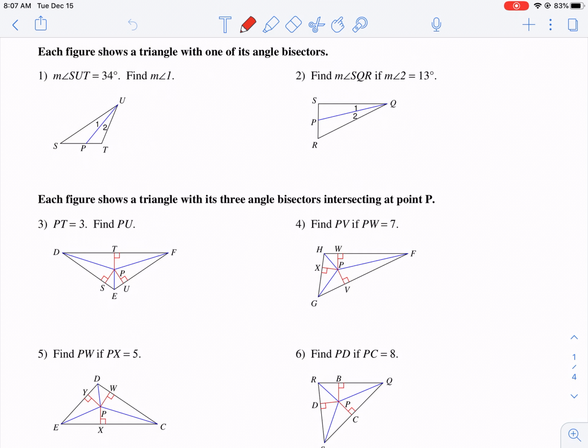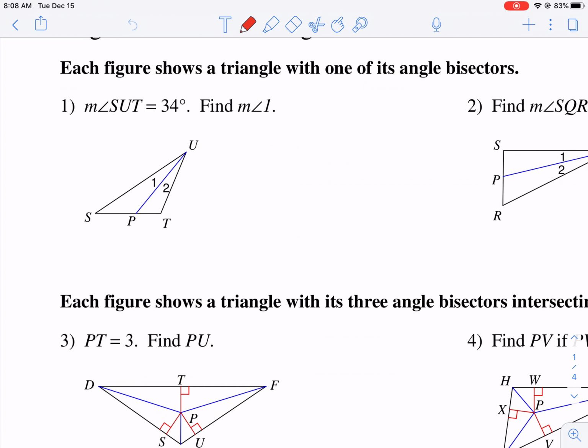It says each figure shows a triangle with one of its angle bisectors. So here we have angle SUT, that's angle 1. Right, SUT. Okay, I see. So we have to make sure we identify the correct angles. Here we see SUT is that one, and that's 34 degrees.